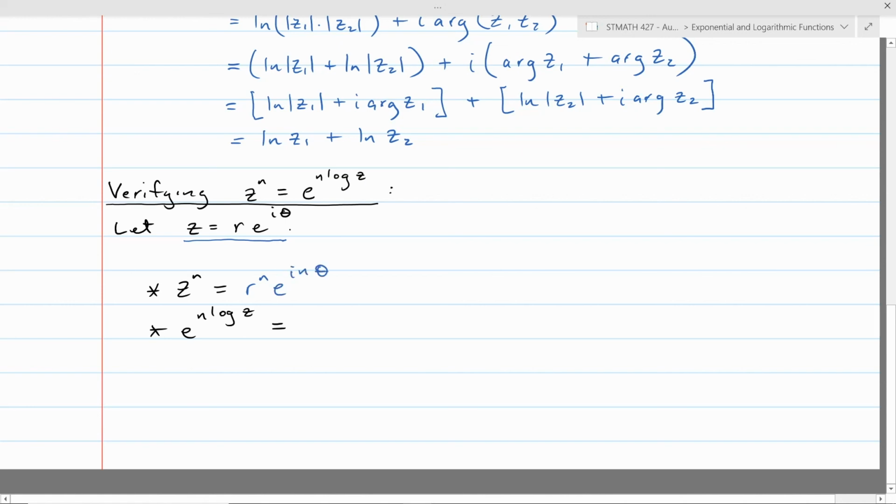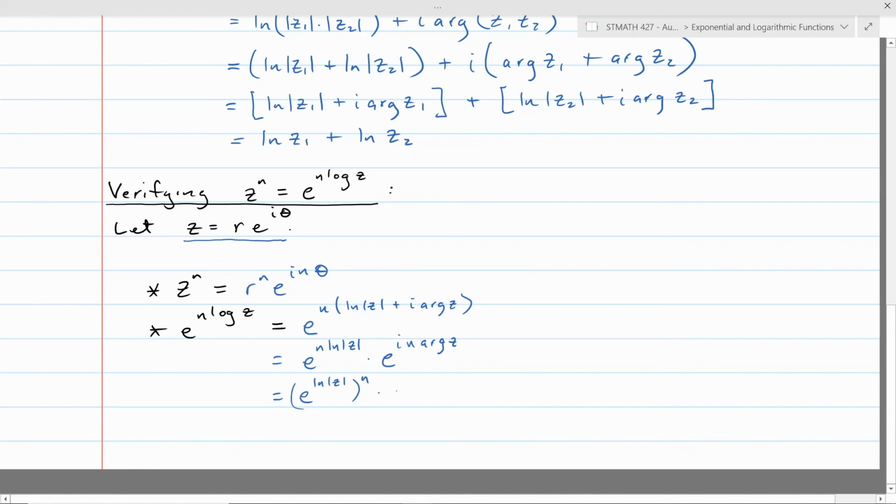But we could also look at e to the n log z, just according to that definition. Well, this would be the same as e to the n, and then log z is, by definition of log, ln mod z plus i arg z, like that. And then we could break this up into e to the n natural log mod z times e to the i times n times arg z. But that's the same as e to the natural log mod z, to the n there.